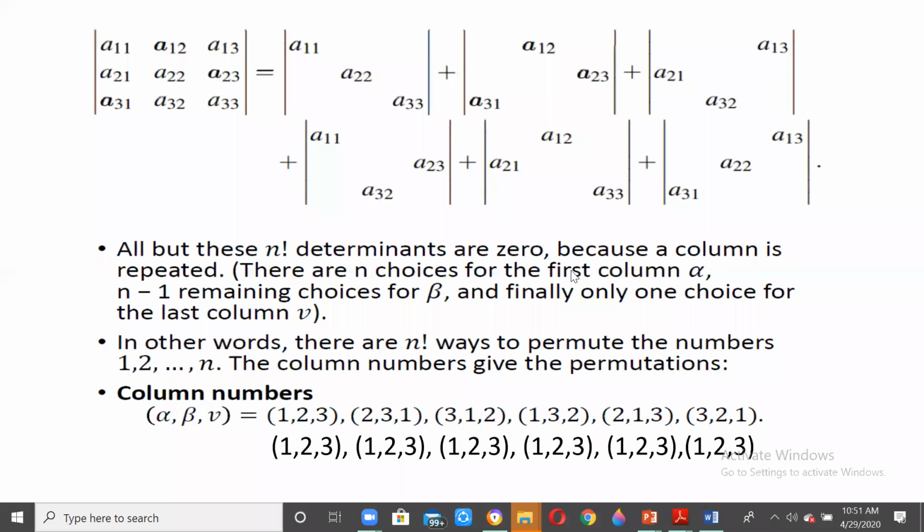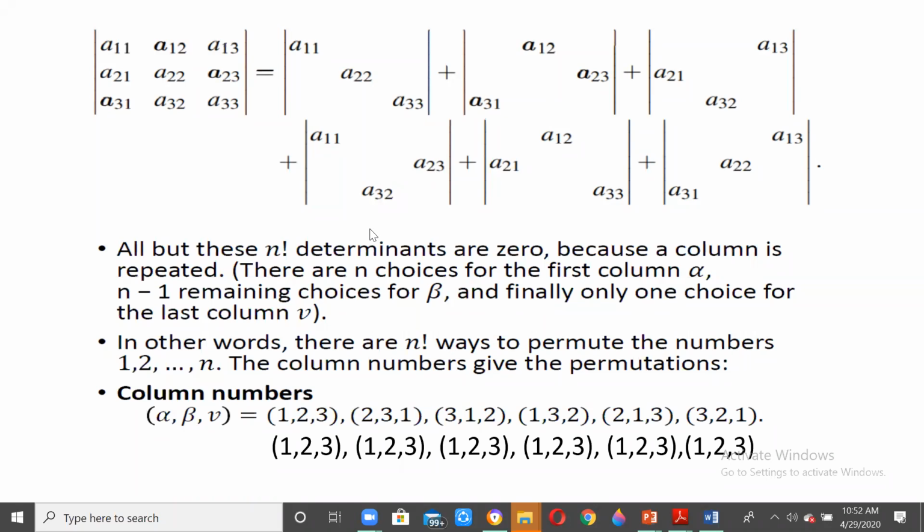So the choice will be, first we can say that there are n choices for the first column. If I want to take the first column, I can take either the first row or the second row or the third row. Then for the remaining columns, we might have n minus 1 row choices, and then finally only one choice for the last. So therefore 3 into 2 into 1 is the number of determinants we might have. So in other words, there are n factorial ways to permute the numbers.